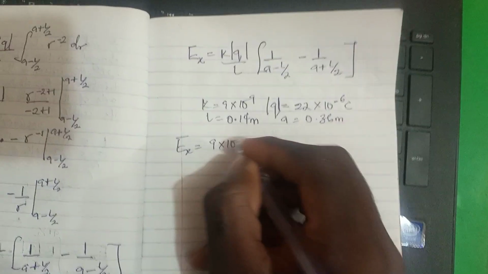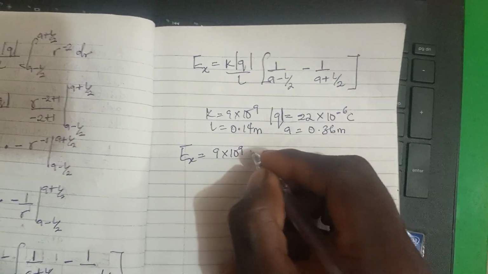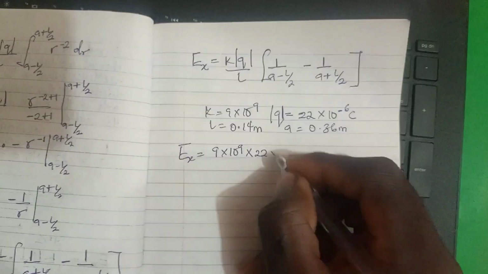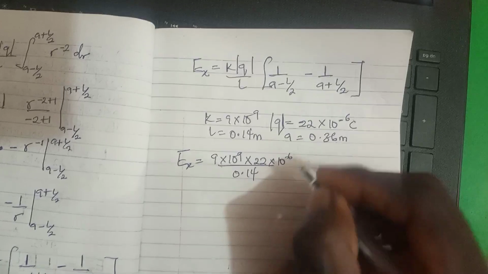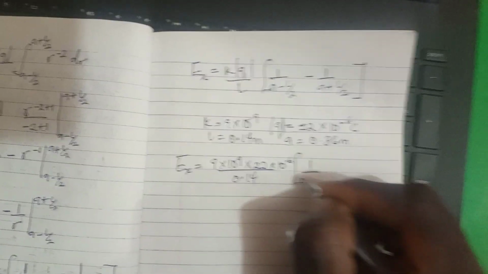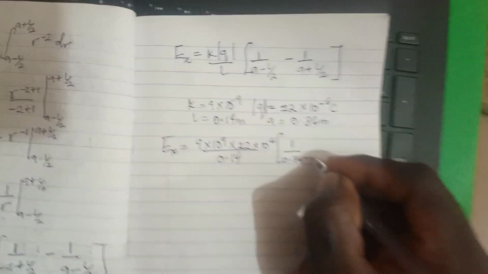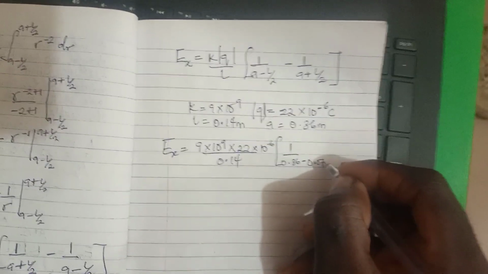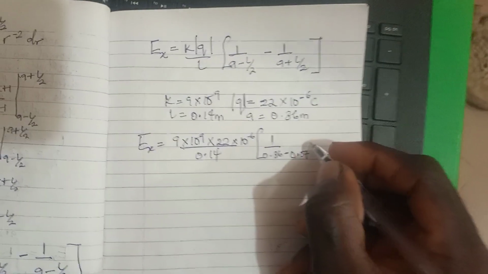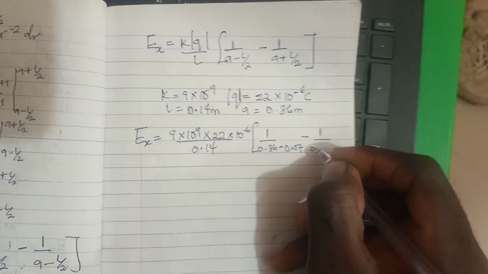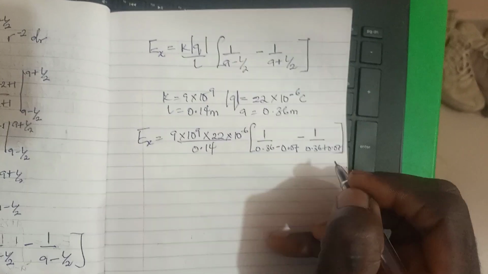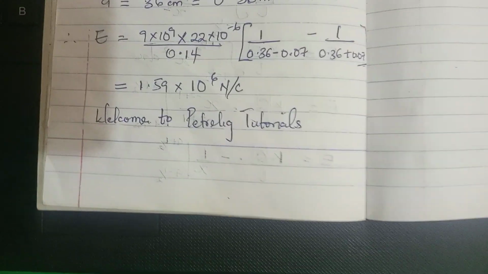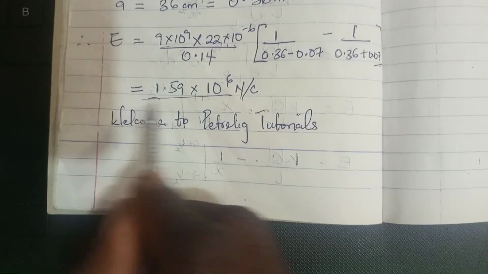9 times 10 raised to power 9, then the modulus, that is times 22 times 10 raised to power minus 6, all over the length 0.14, into 1 over 0.36 minus 0.07. Definitely that is 0.14 divided by 2. Then 1 over 0.36 plus 0.07. So after doing the necessary calculations, you will arrive at this answer.